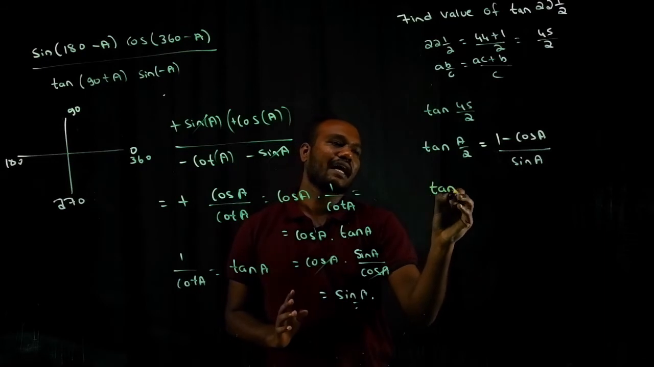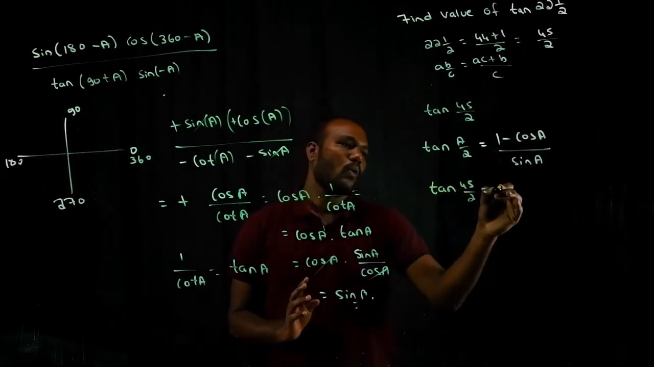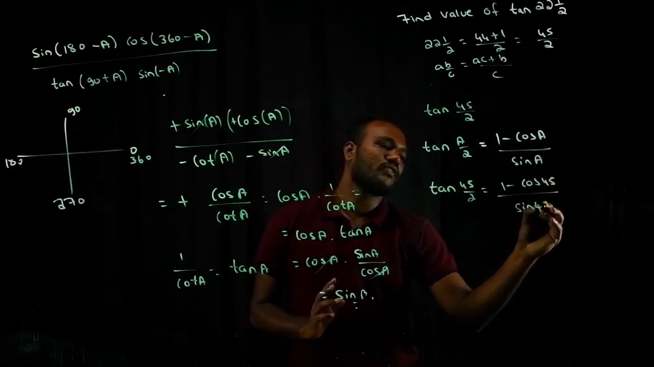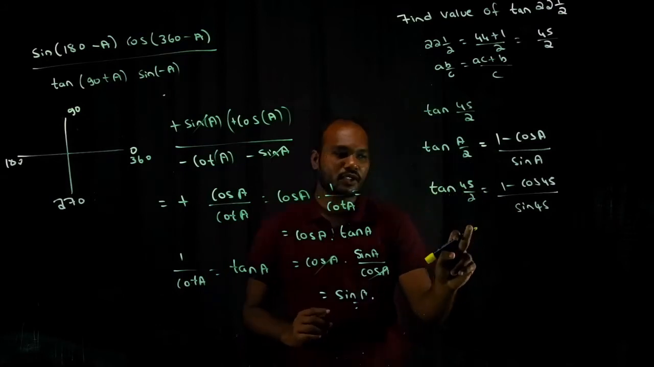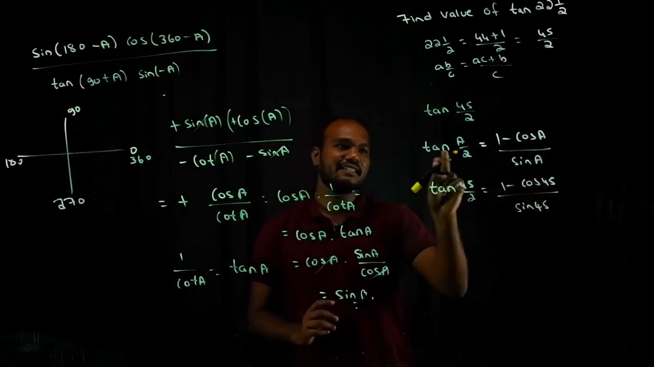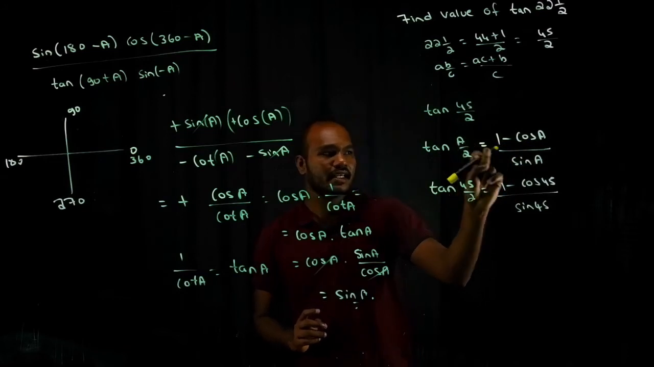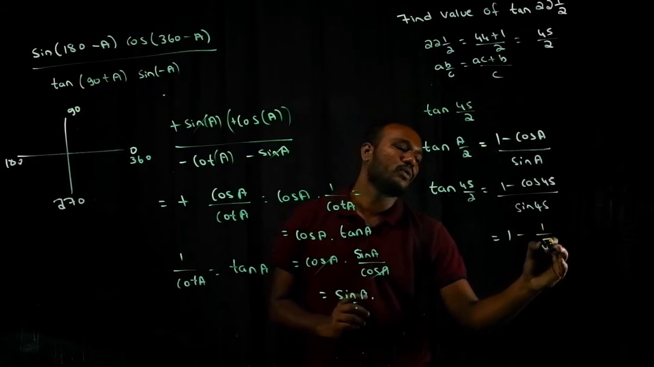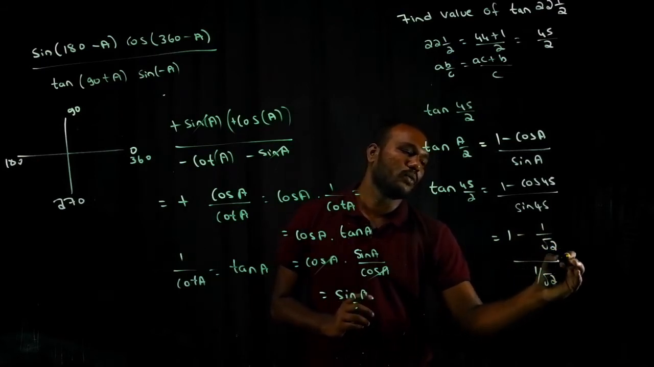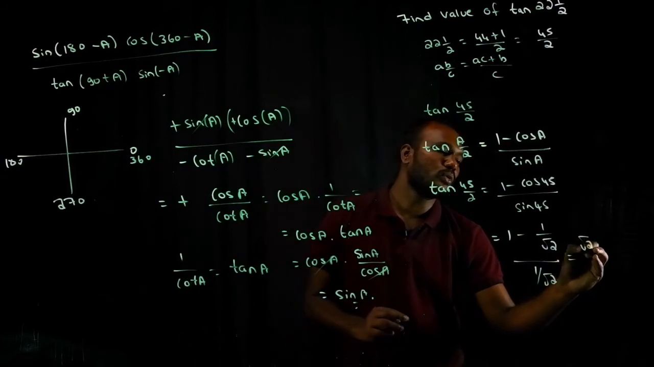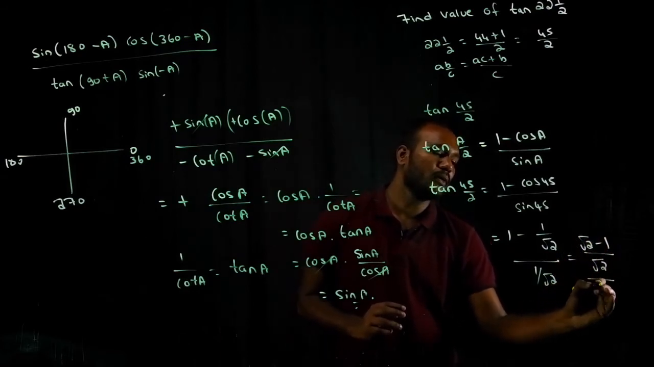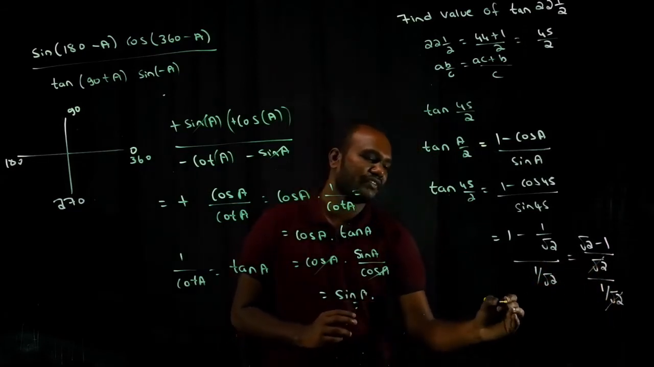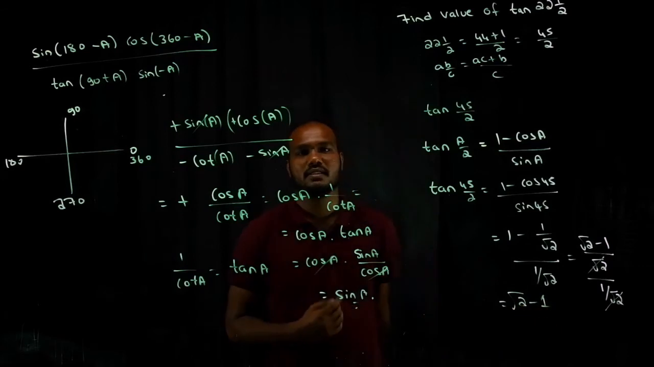So now we have to find tan 45 by 2, that is nothing but 1 minus cos 45 degree over sine 45 degree. This is tan A by 2. If there is A here, there is also A there. So if it has 45 here, there also it is 45. So I have 1 minus 1 by root 2 upon 1 by root 2. If I take an LCM, I have root 2 minus 1 upon root 2 divided by 1 by root 2. This root 2 gets cancelled. So what is the final answer? Root 2 minus 1. This is the final answer.